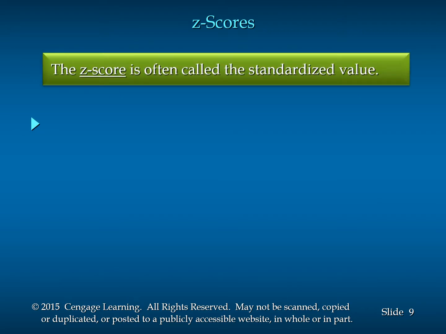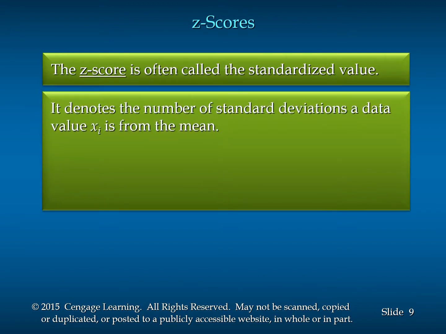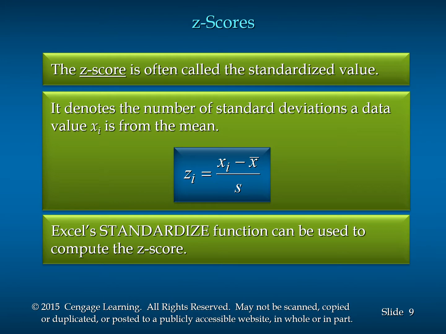Z-scores. These are often called the standardized values. A z-score is the measure of how many standard deviations a data value is away from the mean. The calculation is simple. A z-score is equal to any x value minus the mean of the distribution divided by the standard deviation.